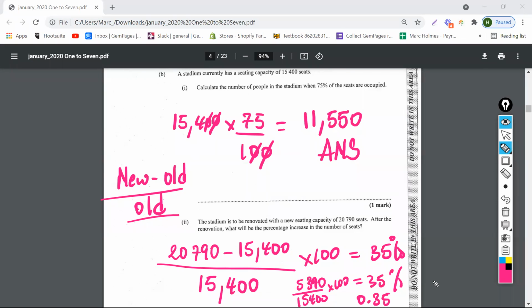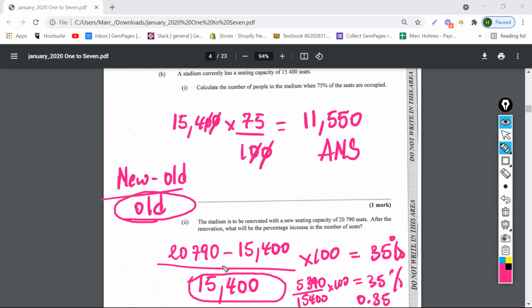Yes, because sometimes a lot of people were thinking to put the 2,790 down here, right? But you can't put the new amount of seats and find the percentage increase for the new amount of seats. That just doesn't make sense. You have to find the percentage increase relative to the old number of seats. So I think that makes perfect sense.